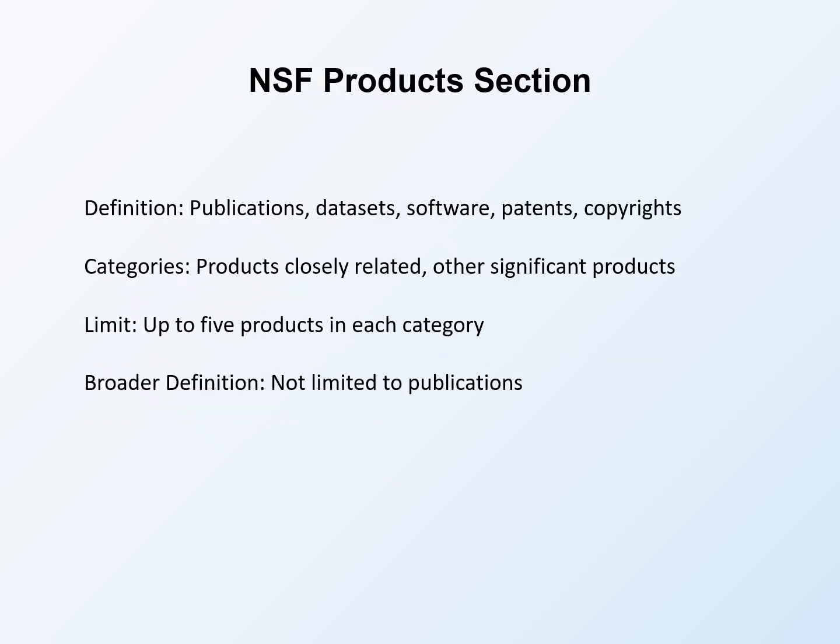The NSF products section has unique characteristics. The definition includes publications, datasets, software, patents, and copyrights. NSF recognizes diverse scholarly outputs beyond journal articles. Categories divide products into 2 groups. Products closely related to the proposed project demonstrate relevant expertise. Other significant products demonstrate broader scholarly contribution. The limit is up to 5 products in each category, for a maximum of 10 total products.